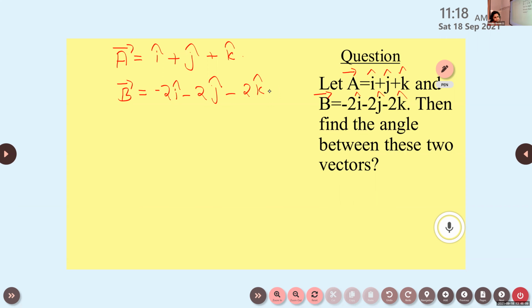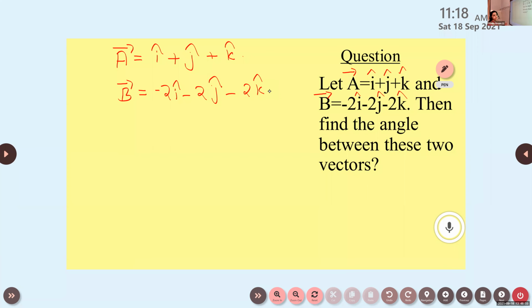Any guess? Is it cross product? I need your answers in this chat box. It's not clear, the voice is breaking. Is it dot product or cross product? Dot product. It is dot product.